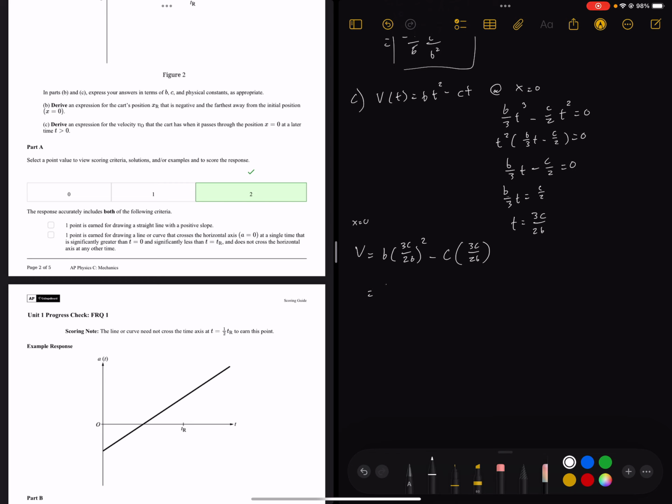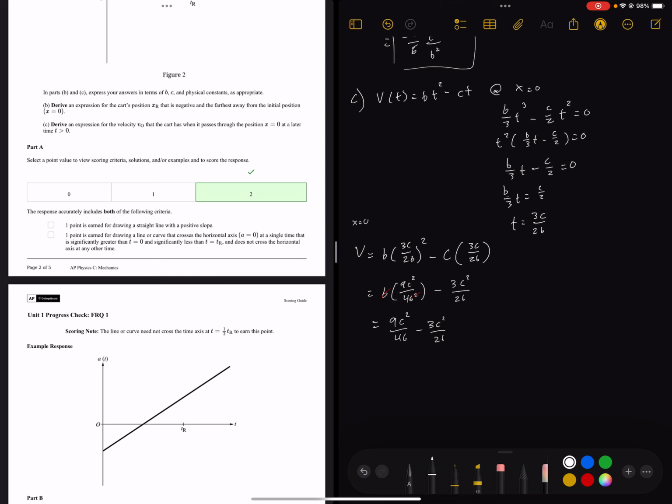So I have 9c squared over 4b squared times b, right? So b times 9c squared over 4b squared. And then for this term, I have minus 3c squared over 2b. All right, so one of these b's cancel out. Here on this term, the b cancels out with the b squared. And writing it out again, I have 9c squared over 4b minus 3c squared over 2b.